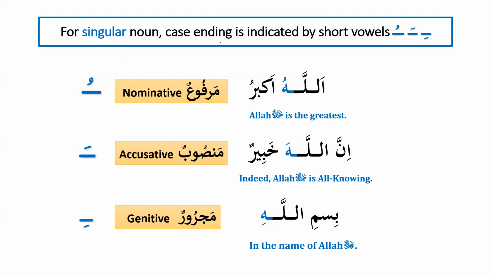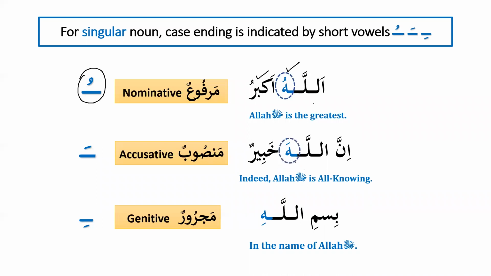Now, if you see over here, first of all, we look at the singular noun. As I said, for the singular noun, case ending is indicated by short vowel. So now we see here Allahu Akbaru. And as I told you, Dhamma is the sign of nominal case. Allahu, we will say that Lafdul Jalala is marfu'. And similarly, Akbaru is also marfu'. So whenever a noun ends with Dhamma, as we can see over here, that means it is marfu'.